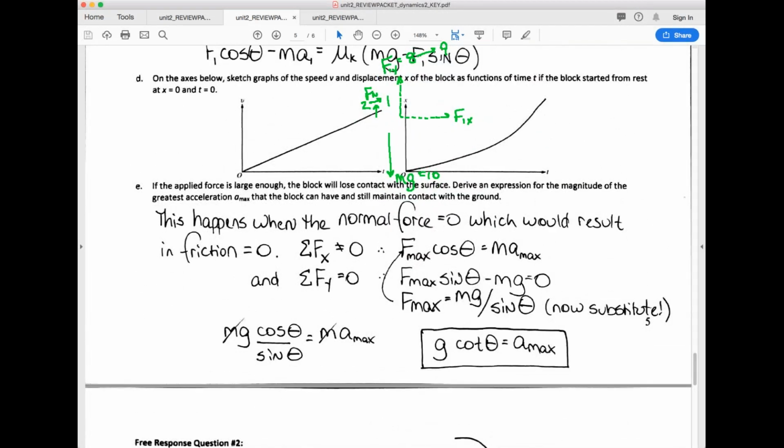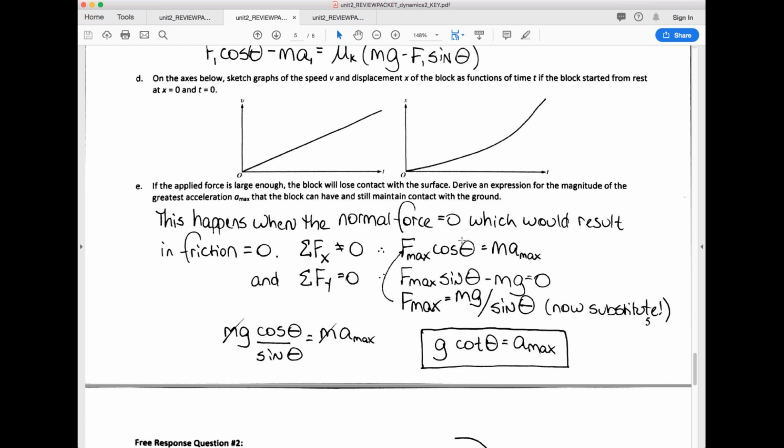And that's really what's being asked about in question FRQ 1 part E. They're asking to derive an expression for the magnitude of the greatest acceleration that the block can have and still maintain contact with the ground. They're really asking you about that point where it just starts to break free. So when I've written F max here, I'm talking about F1.